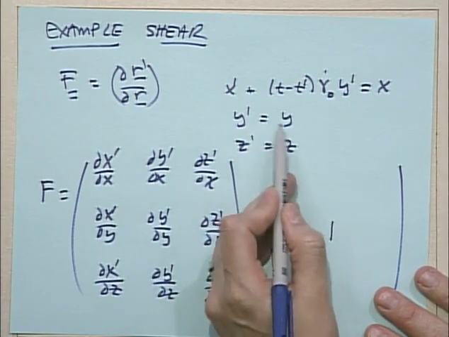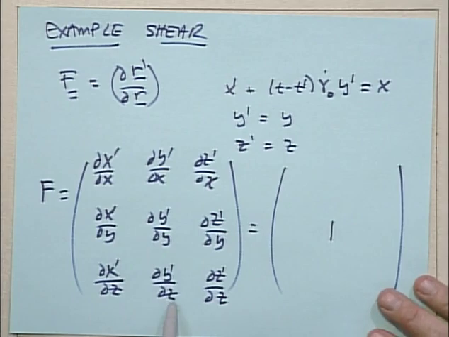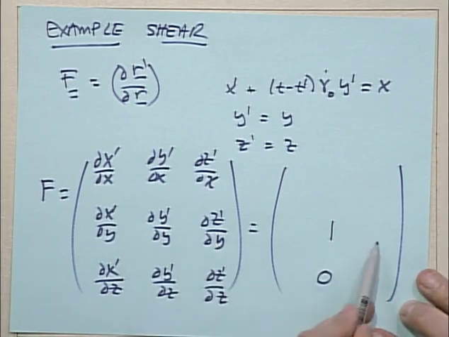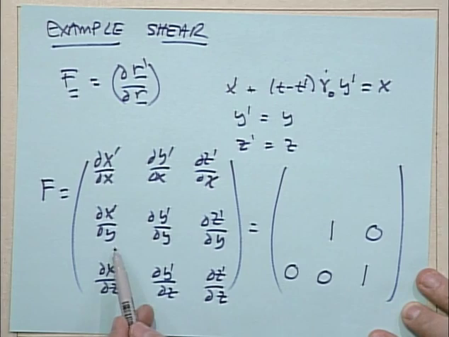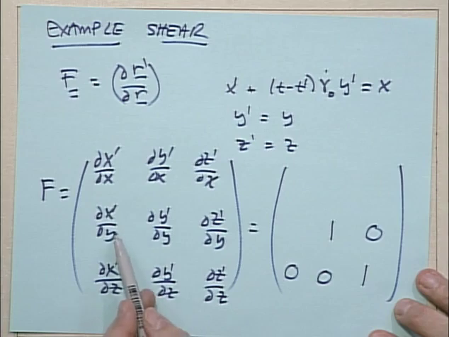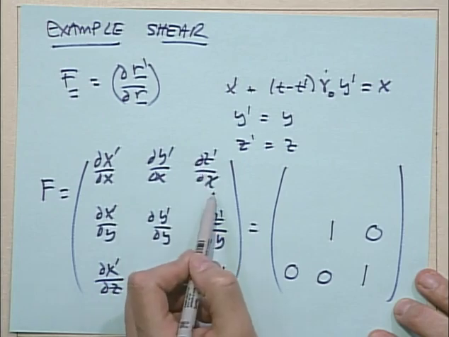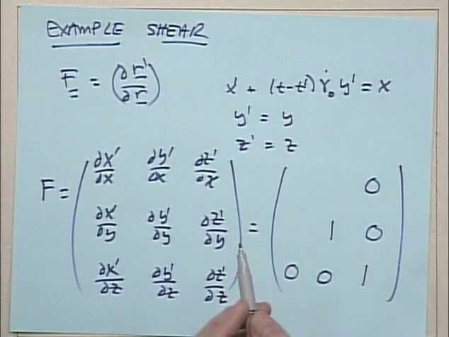1. There's the equation right there. Take the derivative with respect to y, you get 1. How about dy prime with respect to z? 0. How about dz prime with respect to y? dz prime with respect to z? dx prime with respect to z? 0. dx prime with respect to y, let's leave that off for a second. dz prime with respect to x, 0. Okay, so we have maybe some interesting ones here.